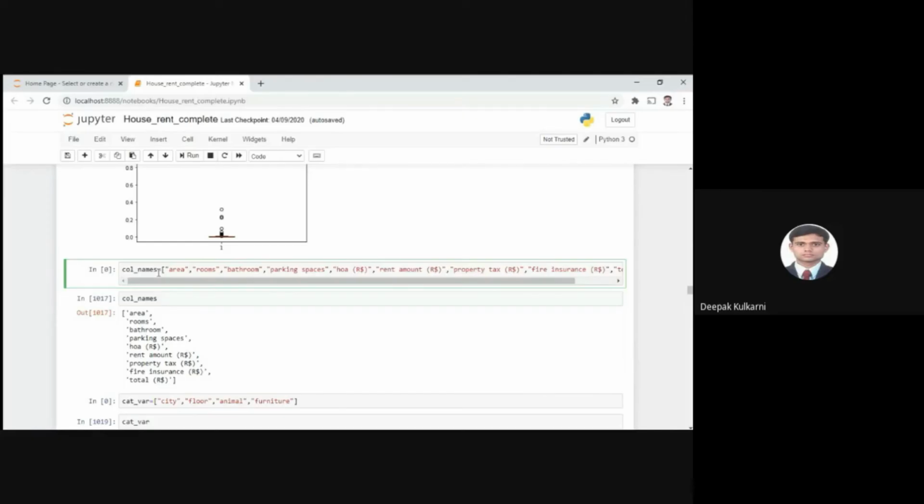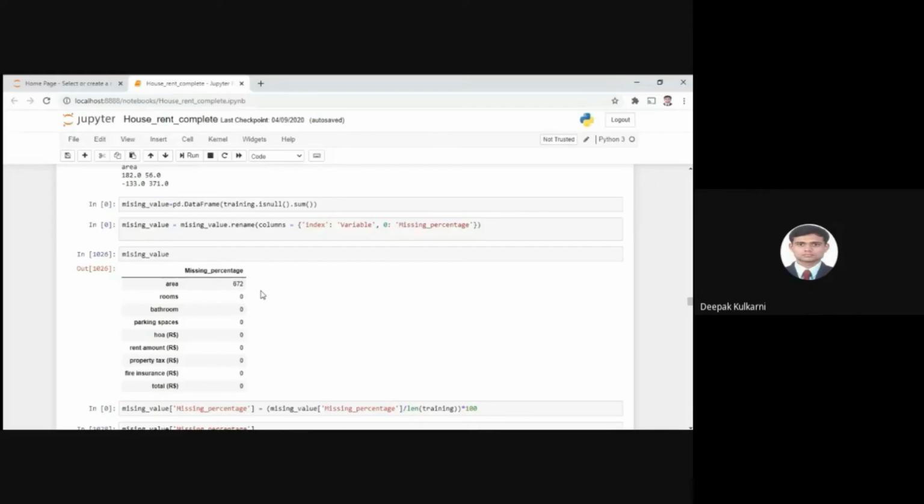So these are the outliers that you can see. Right. So column names, these are the numerical values, and these are the categorical variables. Okay. So let's begin with the next one.